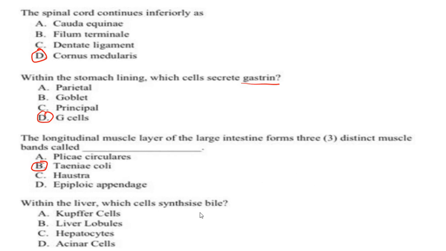Within the liver, which cells synthesize bile? So the answer here is just the hepatocyte. The hepatocytes are the ones which normally synthesize bile. The Kupffer cells just play a role in the immune system. Okay.